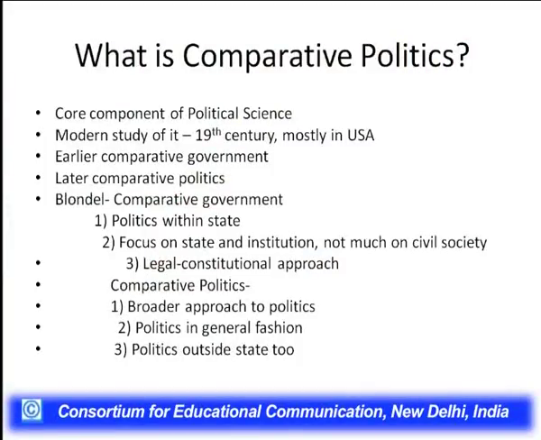But when you start discussing comparative politics, and this is how the modern approaches emerged, the entire focus shifts from the state to a broader approach to politics, and politics is discussed in a general fashion, and also politics outside the state. So it is no longer only institutions, the state, or the functionaries of the state, but also the agencies of civil society, and so on and so forth. So it is not just a semantic difference between comparative government and politics, but even in contents we find that there is a lot of difference.